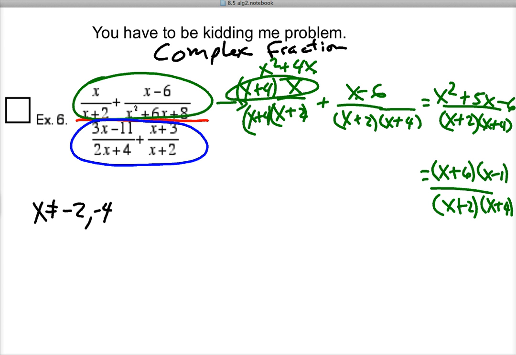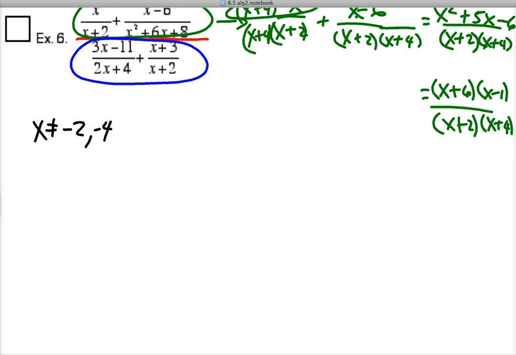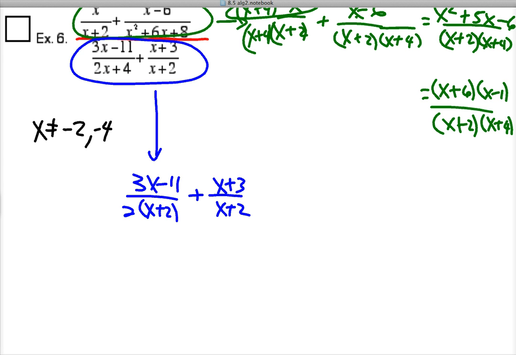Okay, now I'm going to do the denominator. Treat that as one problem. Bring that down here. So I've got 3x minus 11. I would factor out the 2 plus x plus 3 over x plus 2. Then I need a common denominator, and the common denominator looks like I would simply need to multiply the right by 2. And that would give me 2 times x plus 2 in the denominator.